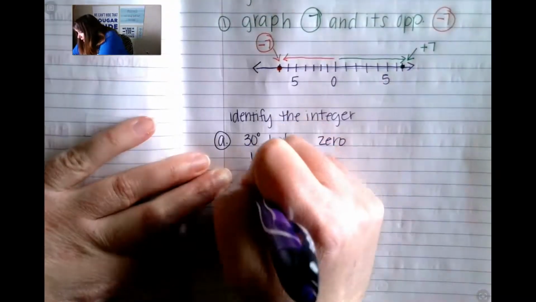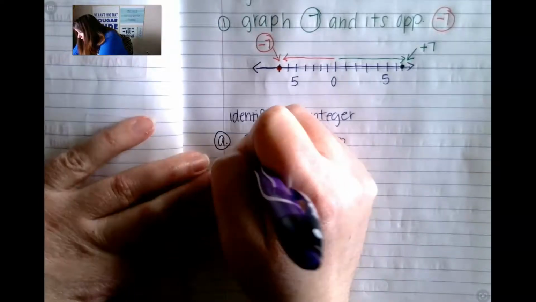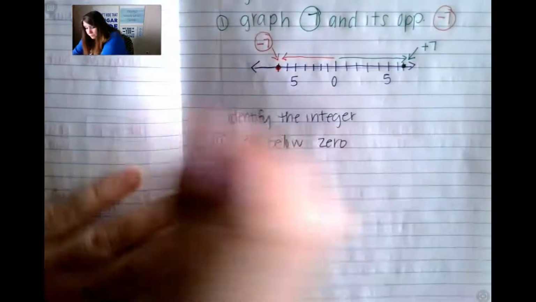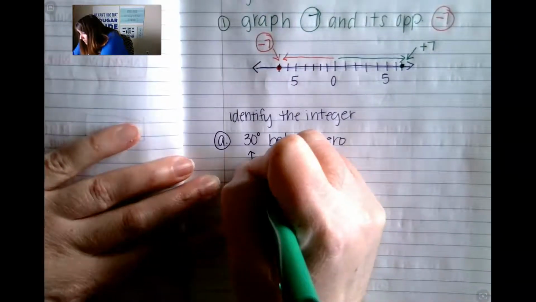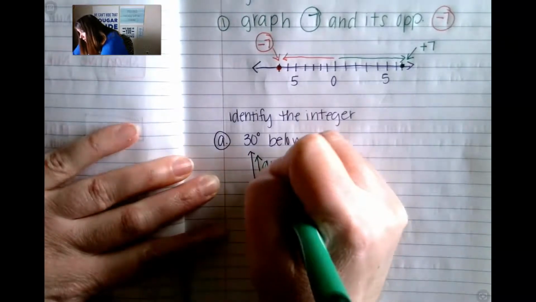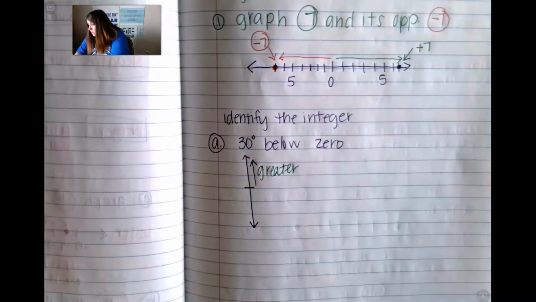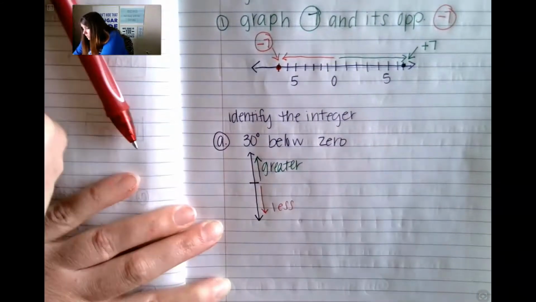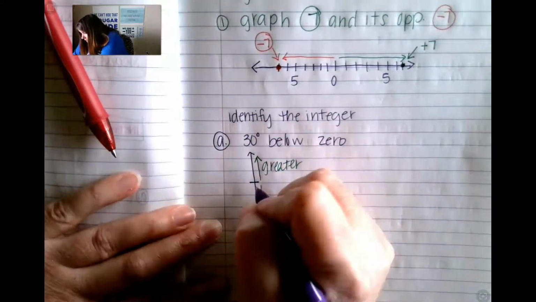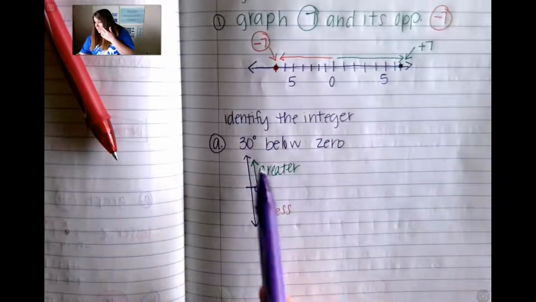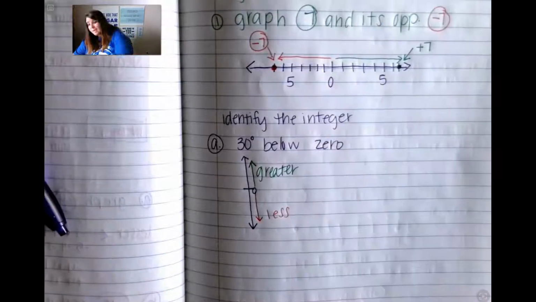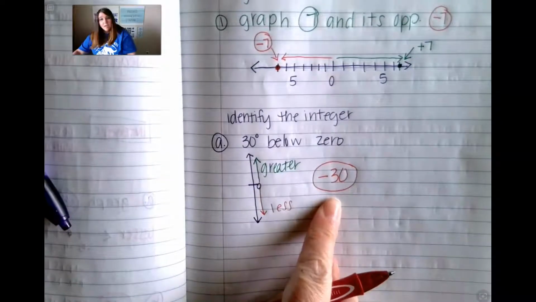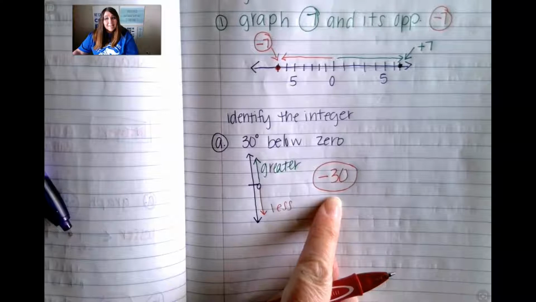If I were to make a number line that goes like this, like a temperature or a thermometer with 0 in the middle, the ones above 0, these are greater. The ones below 0, these ones are less or smaller. And then, of course, we have 0 right in the middle. So if it's below 0, that would be a negative 30. So that number, the integer we're identifying, is negative 30.